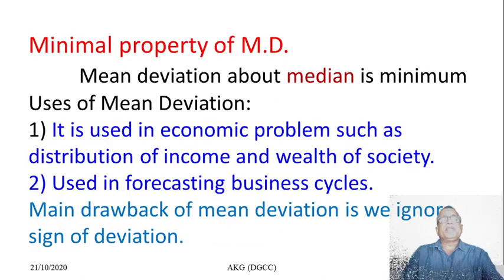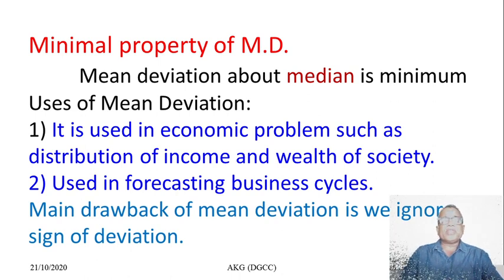Next is the minimal property of mean deviation: about which average do we get the deviation as a minimum? The property states that mean deviation about the median is a minimum. So if the mean deviation is taken about the median, then we get this value as the minimum value.